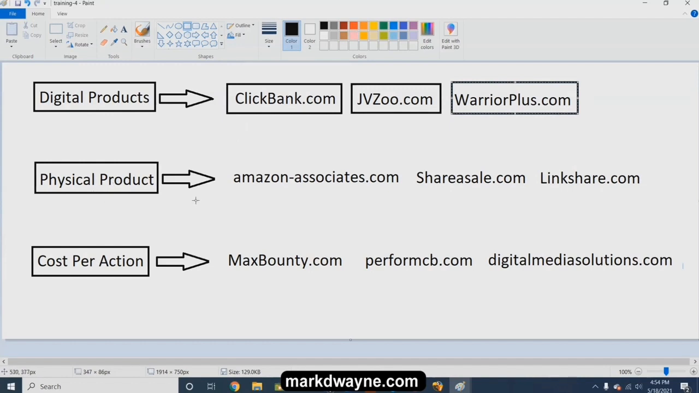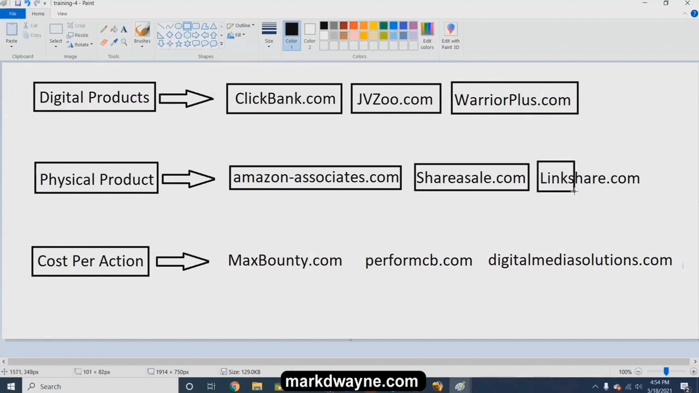And in physical products, you have amazonassociates.com. You have shareasale.com. And then you have linkshare.com. There are other networks. These are just the basic ones. They're the most popular ones.